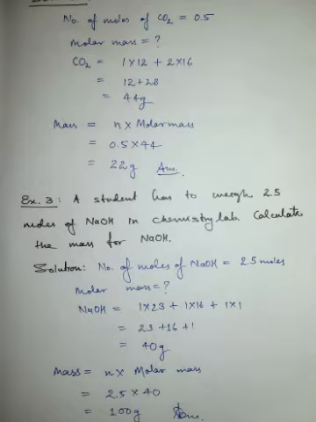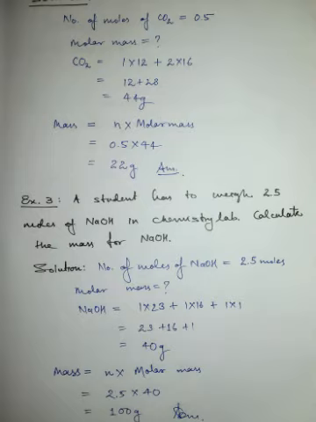Now in question number 2, the question is: a sample of carbon dioxide is labeled as 0.5 moles in a jar. Calculate the mass of this gas. The number of moles of carbon dioxide is 0.5 mole. Now we have to calculate the molar mass of carbon dioxide. The molar mass for carbon is 12 and the molar mass for oxygen is 16. If you calculate them, you will get 44 gram. So it is your molar mass.